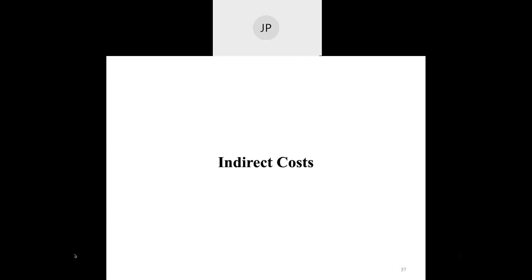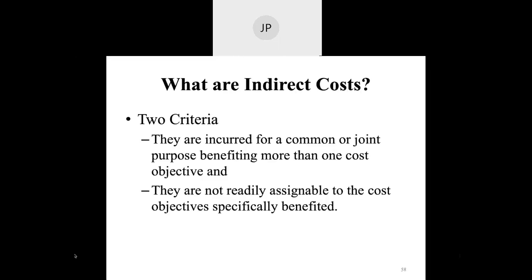Now, the next topic I want to talk to you briefly about is indirect costs. So what are indirect costs? Indirect costs must meet two criteria. First, they are incurred for a common or joint purpose benefiting more than one cost objective, and they are not readily assignable to the cost objective specifically benefited, but we do know that they benefit the various programs.